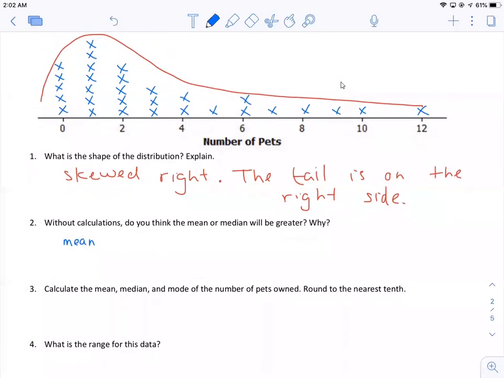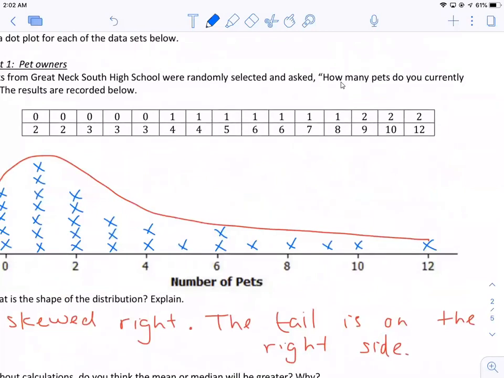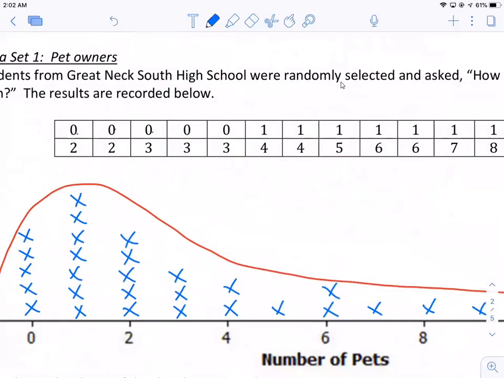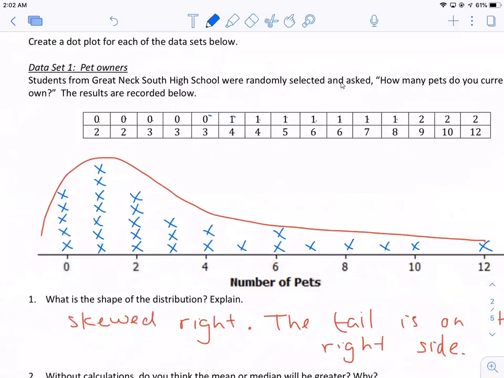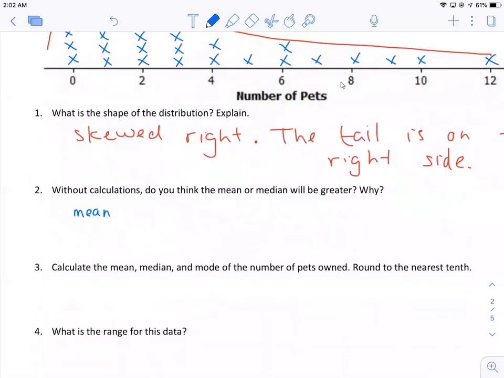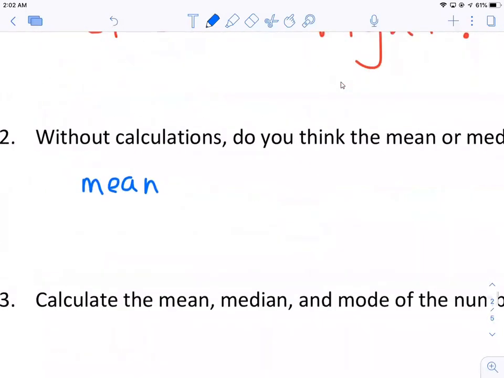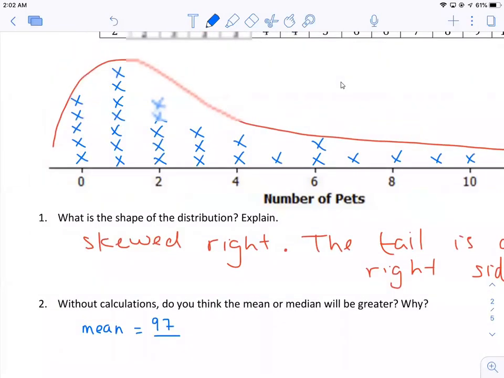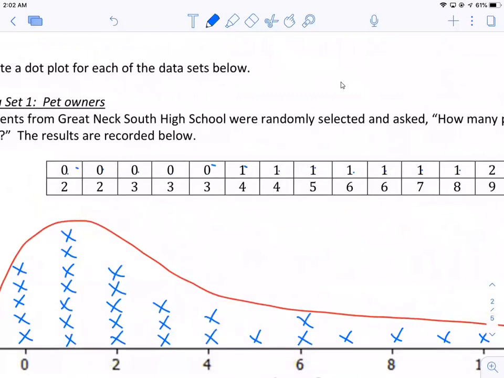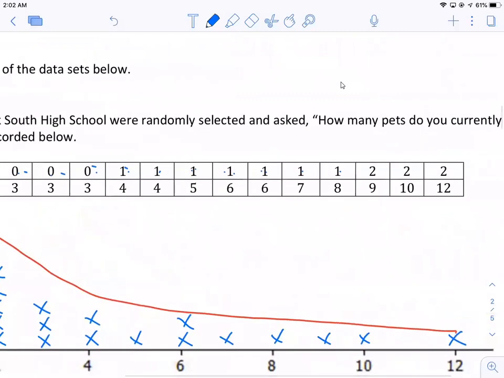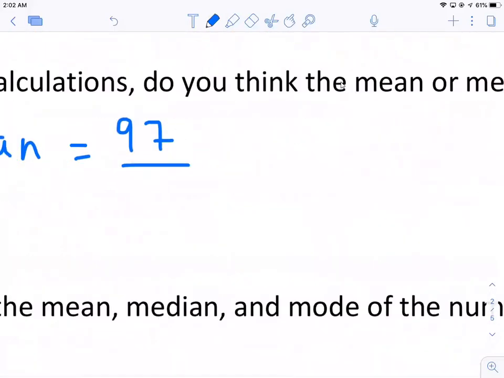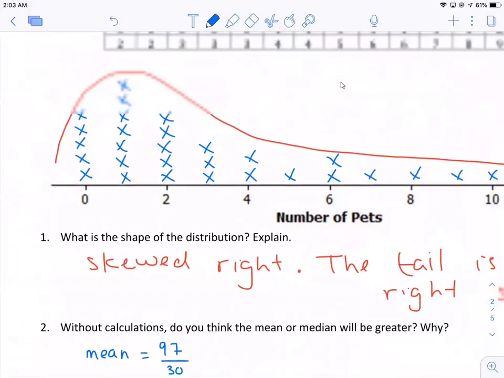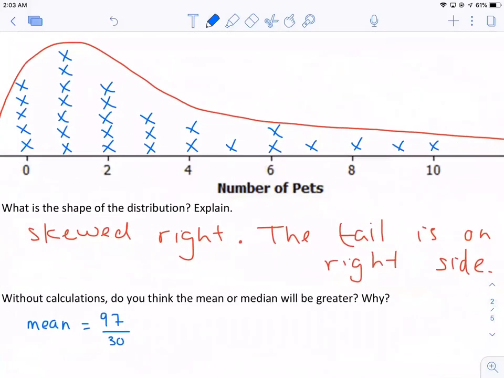So the mean, we're going to add up all these numbers. So we're going to do 0 plus 0 plus 0 plus 0 plus 0 plus 1 plus 1 plus 1 plus 1 plus 1 plus 1 plus 1 plus 2 plus 2 plus 2. Hopefully you got the idea. We're going to add up all the numbers in our data set, and what I got is 97, and we're going to divide by the number of data entries. So we have 15 times 2, which is 30 data points. If you count all the x's, there should also be 30 x's, hopefully.